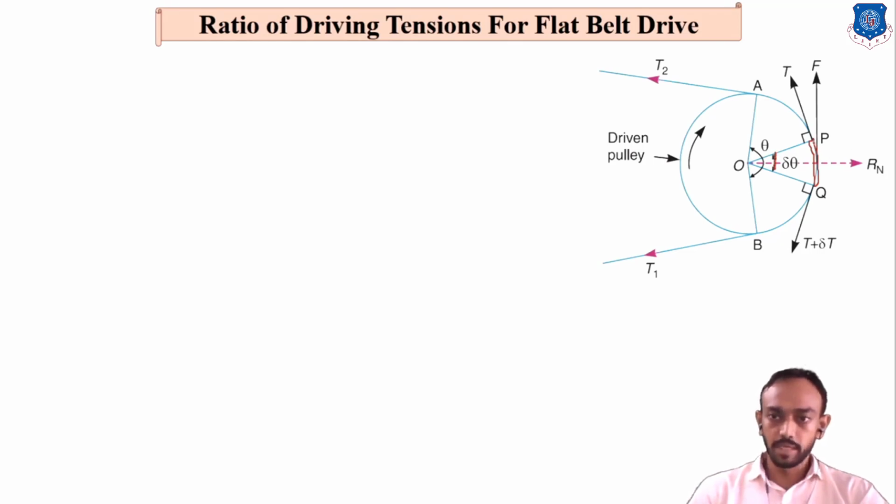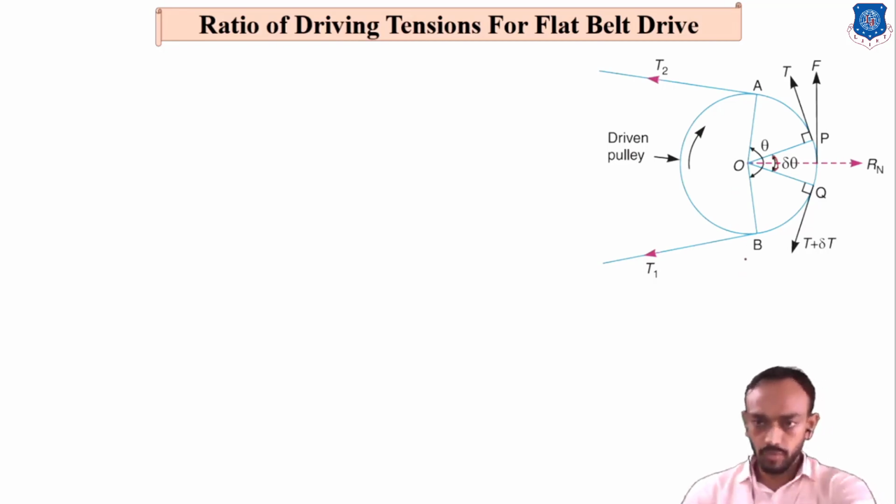The tension at P and Q will be different because, as you know, there is a tight side and a slack side. As you go from point B to point A, there will be a change in tension. It will decrease continuously. So at point P on the tight side the tension is T, and at point Q on the slack side it will be T plus delta T. The angle between P and Q is d theta.